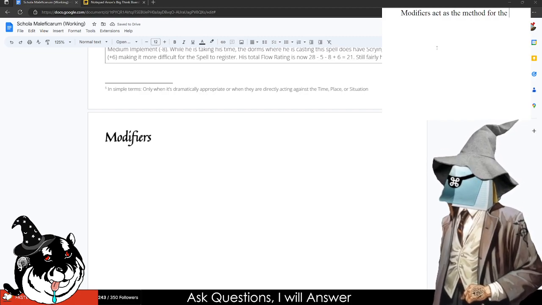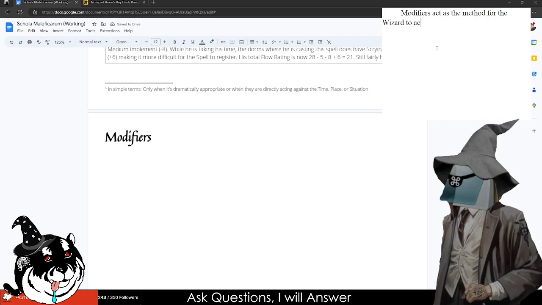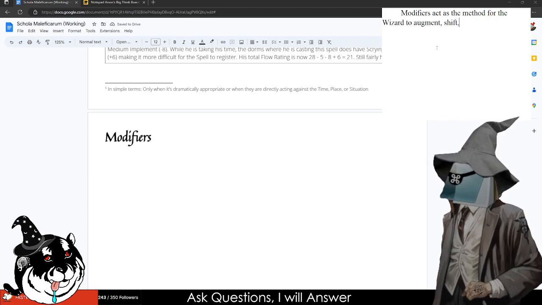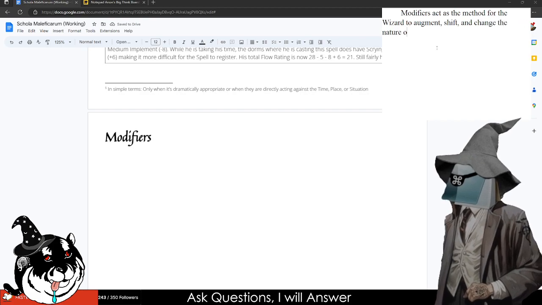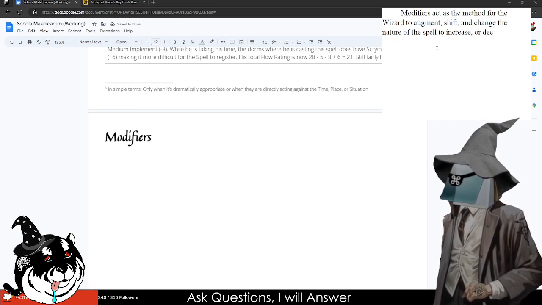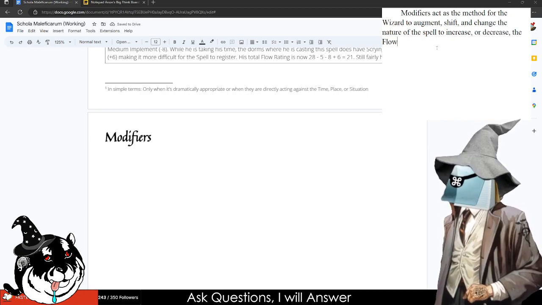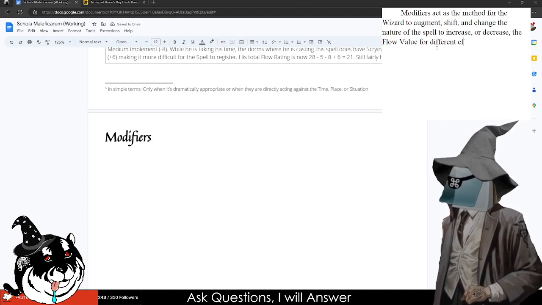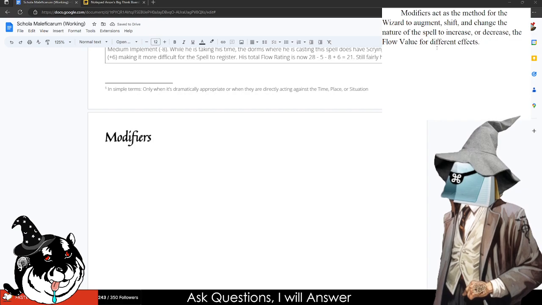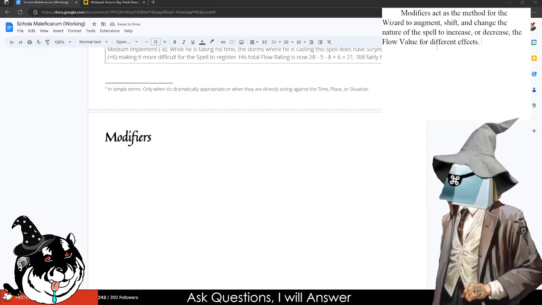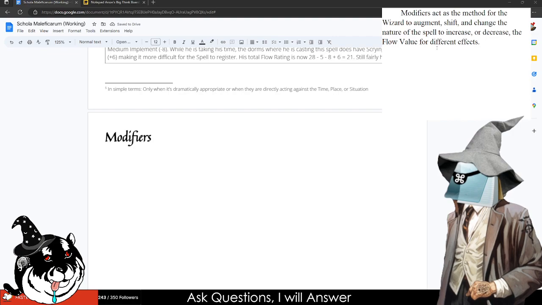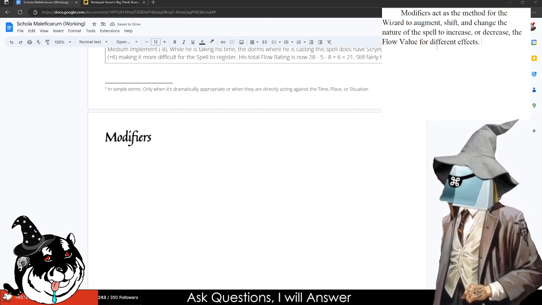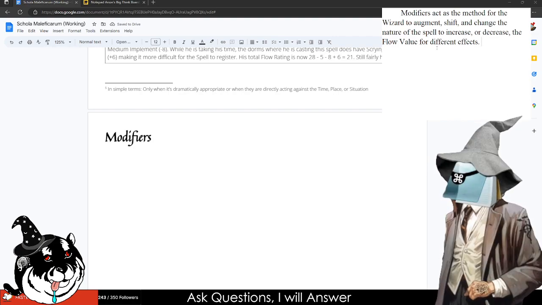Modifiers act as a method for the wizard to augment, shift, or change the nature of the spell to increase or decrease the flow value of different effects.